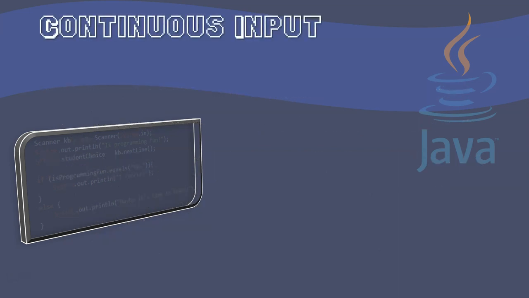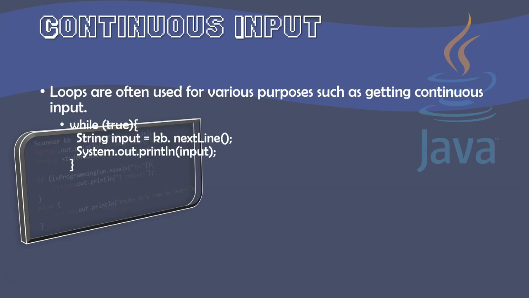Now, I said we're going to look at a specific example because negative numbers is one way to do it, but you can also test this with strings, because strings have a little bit different way of handling this. This is going to be an example of continuous input. It's going to be a little more advanced because it has some stuff that we aren't quite ready to talk about yet. If you look at this loop example, I say while true, string input equals kb.nextLine, System.out.println input.